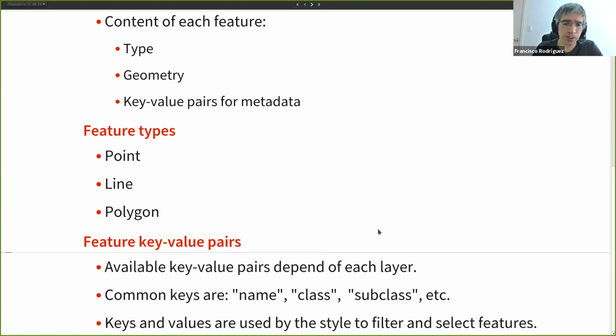And these key values are actually used by the styles to filter and select the different features. For example, if we want to draw only the capital cities, we can use the class city, and well, there is another key value which says if it's a capital or not. There is a capital key with some value to specify it's a country capital. There are several keys actually for different layers. There could be different keys.